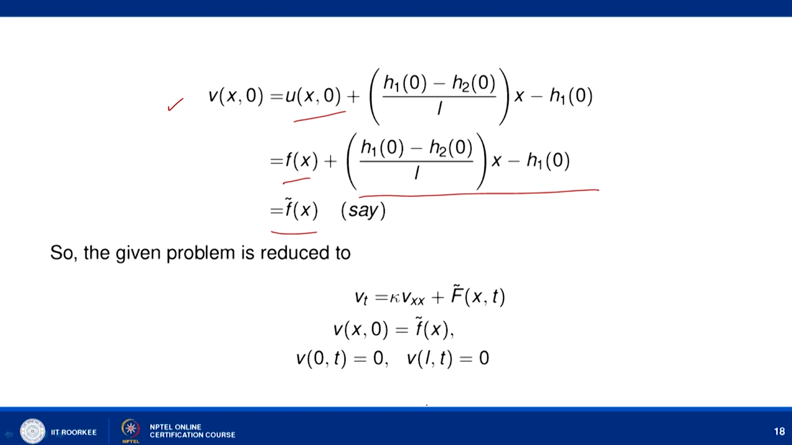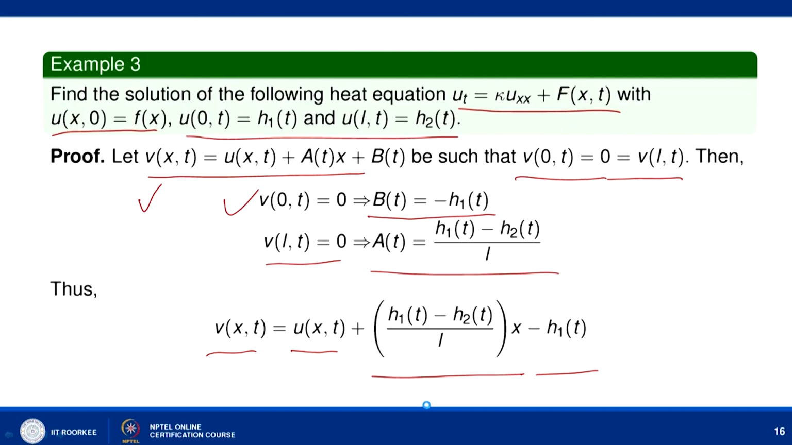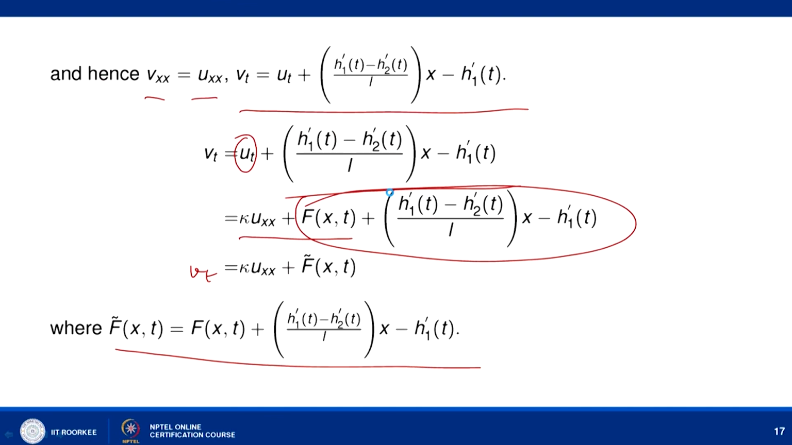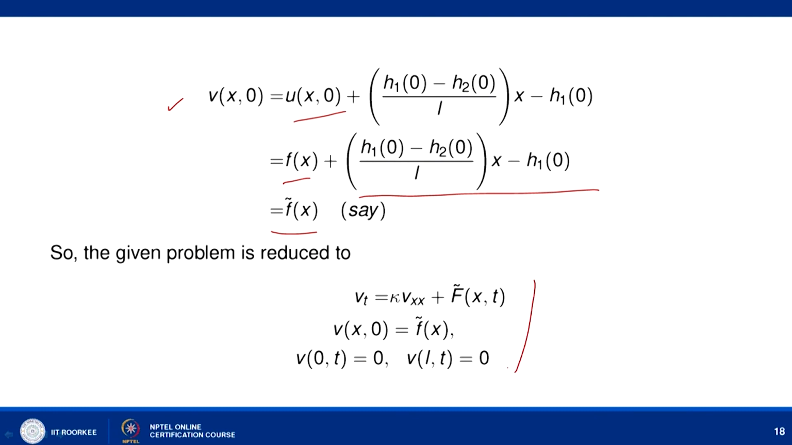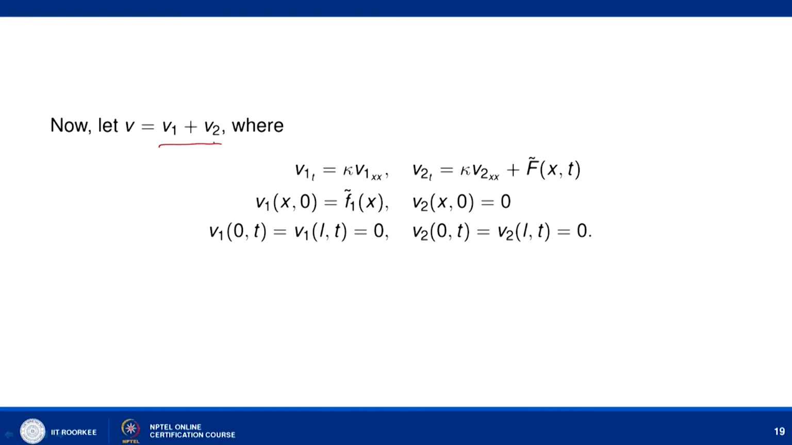So, it means that if we use v(x,t) as u(x,t) plus A(t)x plus B(t) to make our boundary conditions homogeneous boundary conditions, then we will satisfy this equation, that is v_t equal to k v_xx plus f tilde x,t, v(x,0) equal to f tilde x, v(0,t) equal to 0 and v(L,t) equal to 0 here. Now, we want to solve this particular problem, then as usual we can try to solve it by writing v as an addition of two functions, that is v1 and v2, where v1 satisfies this problem: v1_t equal to k v1_xx, v1(x,0) equal to f1 tilde x, v1(0,t) equal to v1(L,t) equal to 0.